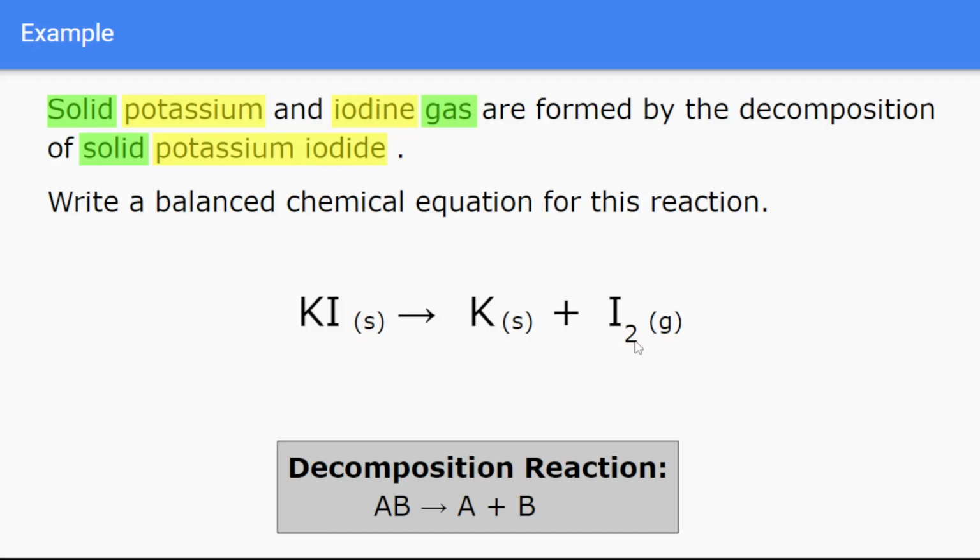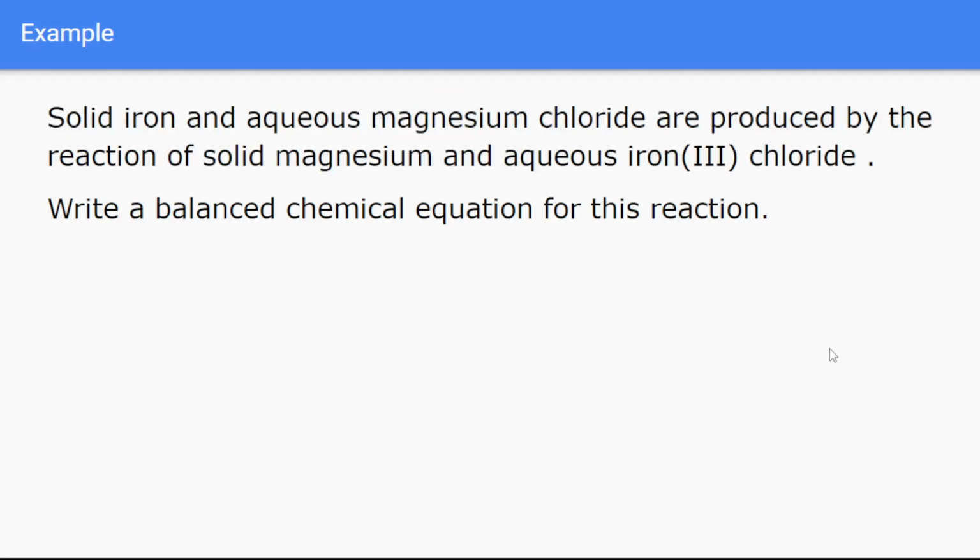If we have two iodines here, we need two iodines there. So 2 potassium. Oh, but look, we have 1 potassium, let's balance it. 2 potassium, 2 potassium, 2 iodine, 2 iodine, you're balanced.